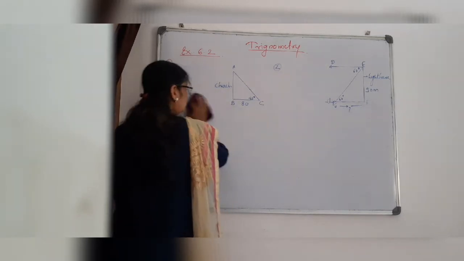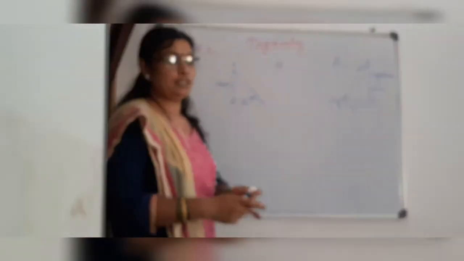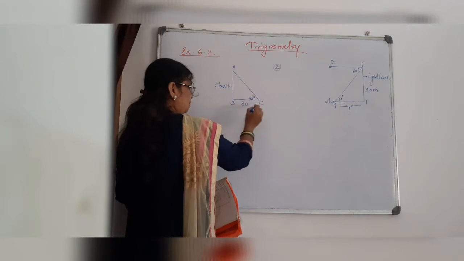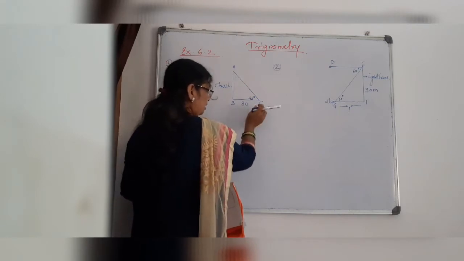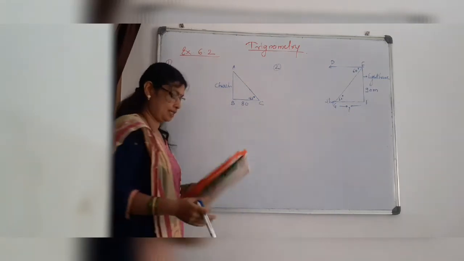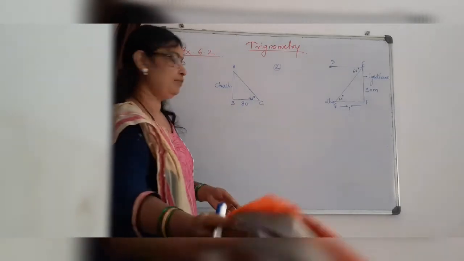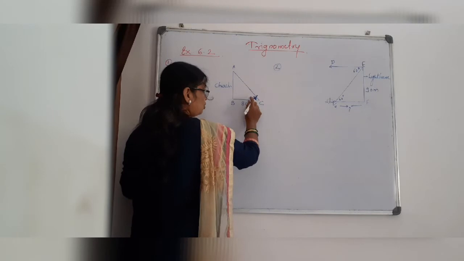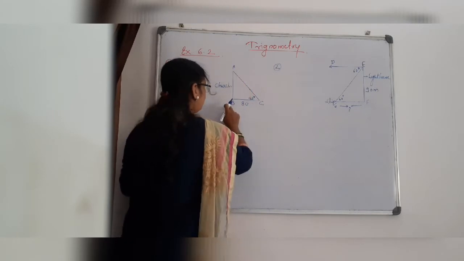Now see here, what is the first problem? A person is standing at a distance of 80 meters from the church. Now AB is a church, and a person is standing 80 meters away. Here C is the position of the person, making an angle of elevation of 45. You have to find out the height of the church.